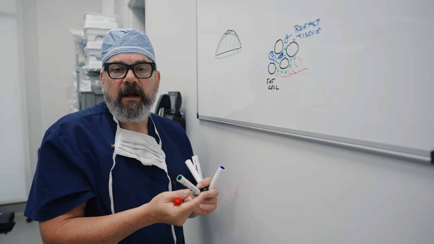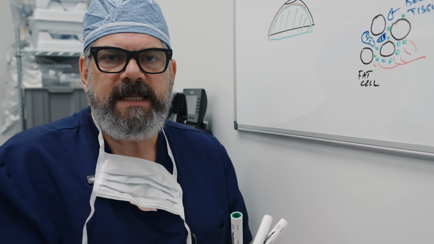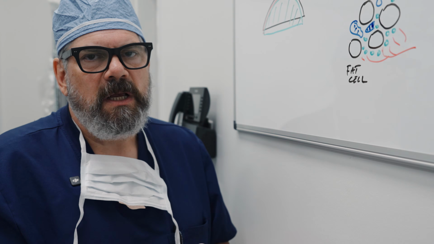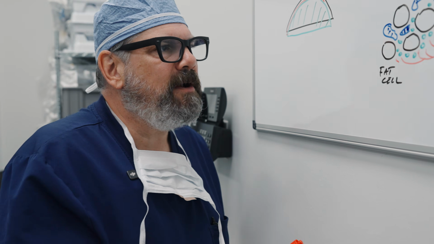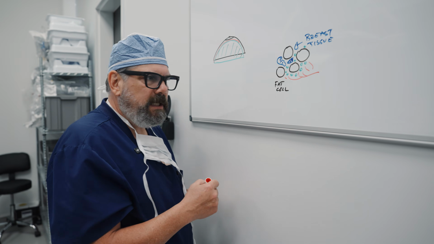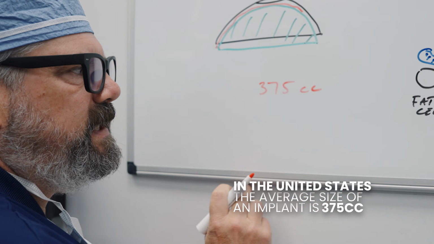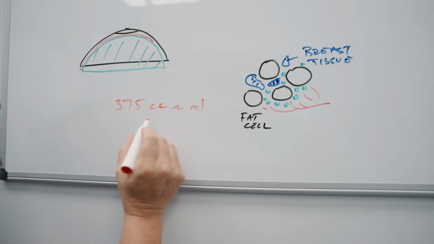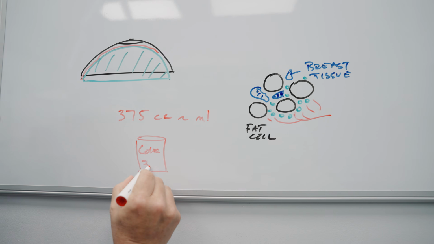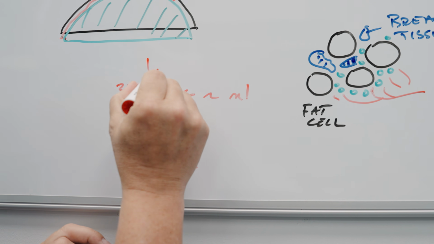And you can get there. I tell patients we can get there. You can have what looks like a good augmentation with fat. It's just that we most likely won't get there with one time, because with an implant, if you look at the average size of an implant in the United States anyway, Italy, it's smaller, but in the United States it's 375 cc's, which is the same as milliliters, okay, which is essentially like a can of Coke. A can of Coke is 354 ml. So, that's the typical implant size.